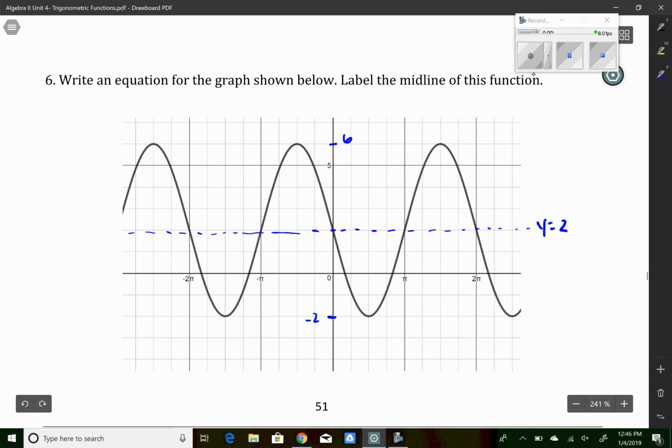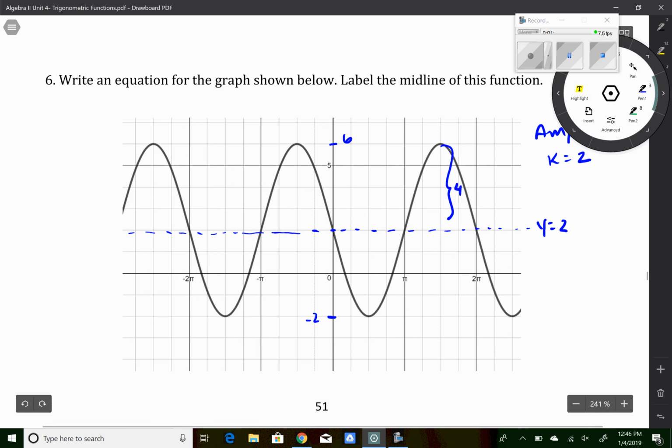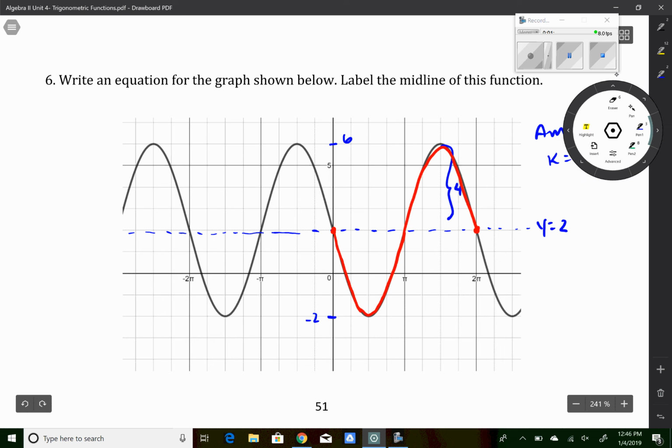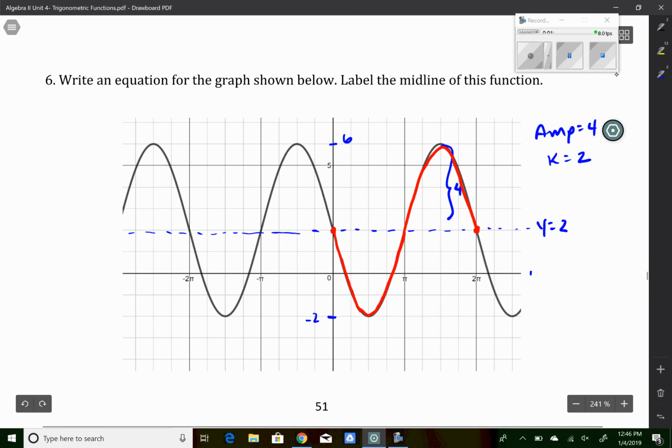I notice to get from the midline to the top of the graph, this distance here is 4. So the amplitude is 4. Now, the first thing we have to do, now that we know the amplitude and midline, is figure out what kind of curve we have. Notice my curve starts at the midline, and then it goes down and back up. This represents one cycle of my curve. What I just highlighted in red looks like a sine curve that's just upside down. So this equation is going to be y equals -4 sine of x plus 2.